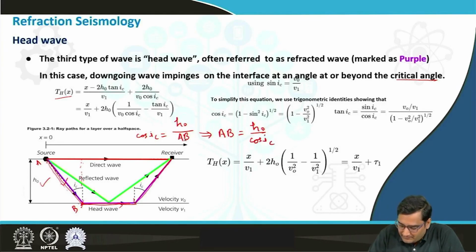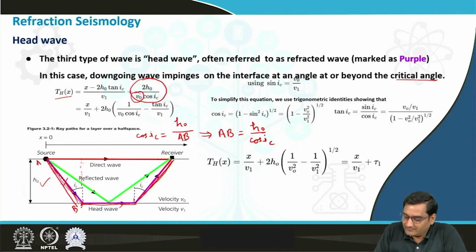And this distance and this distance will be similar. So this entire term is representing the total distance traveled by this ray, and that is why it is divided by the velocity of the first layer to give the travel time of the downgoing and the upgoing wave. Now it has been added with the travel time of the part of the head wave that travels along the boundary of both of the layers, that is given by x minus 2h naught tan IC.